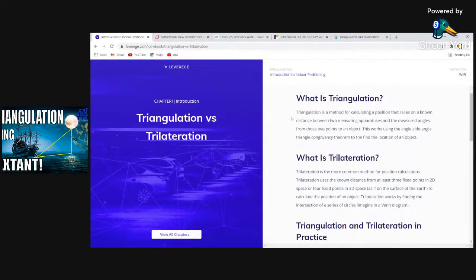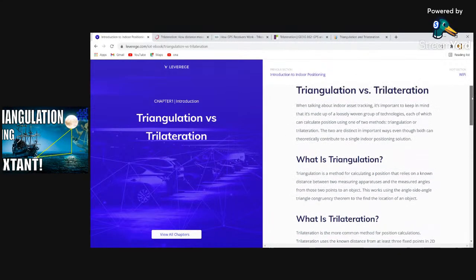Triangulation is a method for calculating positions that relies on a known distance between two measuring apparatuses. Two measuring apparatuses. What are we doing when we have a sextant? Do we have two measuring apparatuses? No, we have one measuring device and the measured angles. There we go, the measured angles. So that's a bit to do with the sextant because the sextant is an angle measuring device. But why is it saying we need two measuring apparatuses when the sextant only uses one? Might this be talking about something other than using the sextant?